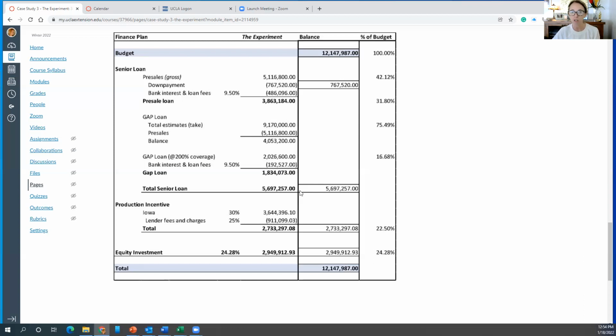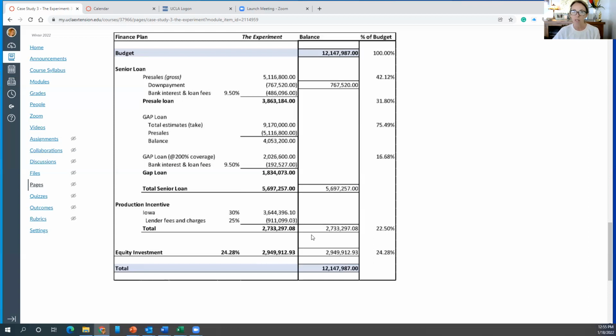If we combine the gap loan and the pre-sale loan, our total senior loan, which is the loan the bank will make available to us based on pre-sales we have made, based on unsold rights we still have available, is 5,697,257. So now we secured two financing components. One is our down payment of 767,520. The other one is our senior loan of 5,697,257.